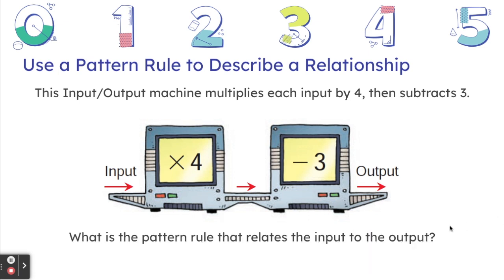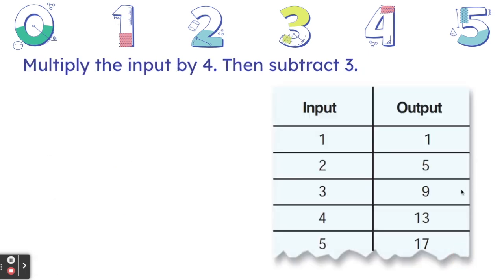So what is the pattern rule that relates the input to the output? Multiply the input by 4, then subtract 3. The pattern rule that relates the input to the output is what your input-output machine does. Okay, so we have our pattern rule that relates the input to the output. Multiply the input by 4, then subtract 3. Now we have to check all the inputs to make sure we found the correct pattern rule, the correct numbers and operations to put in that input-output machine. And then we can use that rule to predict the output for any input.